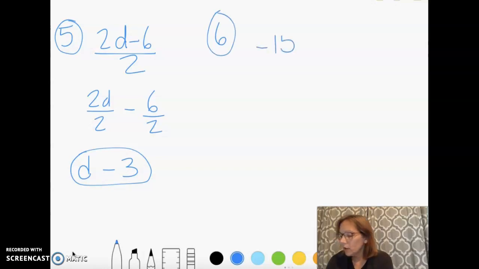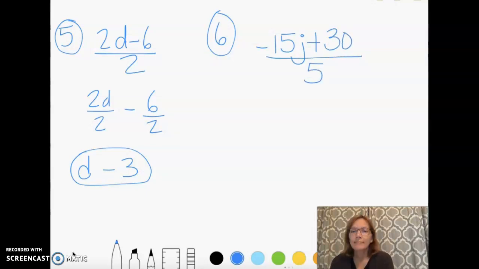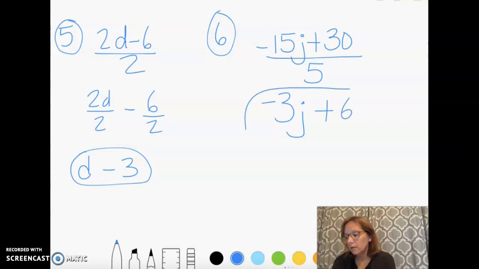Negative 15j plus 30, all divided by 5. Okay, so that means I have negative 15j divided by 5, and I have plus 30 divided by 5. So negative 15 divided by 5 is going to give me a negative 3, and then I'm going to write the variable. And then 30 divided by 5 is going to give me 6. So that would be our answer.